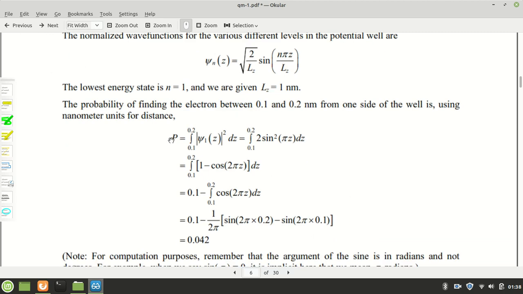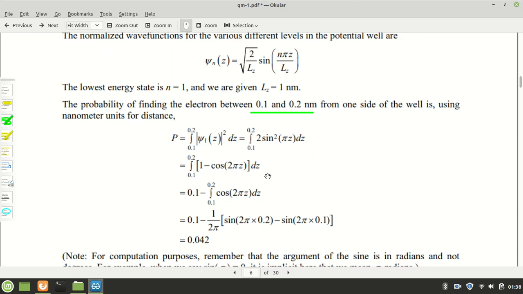For this we will use the Max Born interpretation, or the postulate of quantum mechanics, that is, the probability is the square integration of the wave function from the limit point 1 to point 2. Because the question is asked in this limit, we have to integrate throughout this limit.